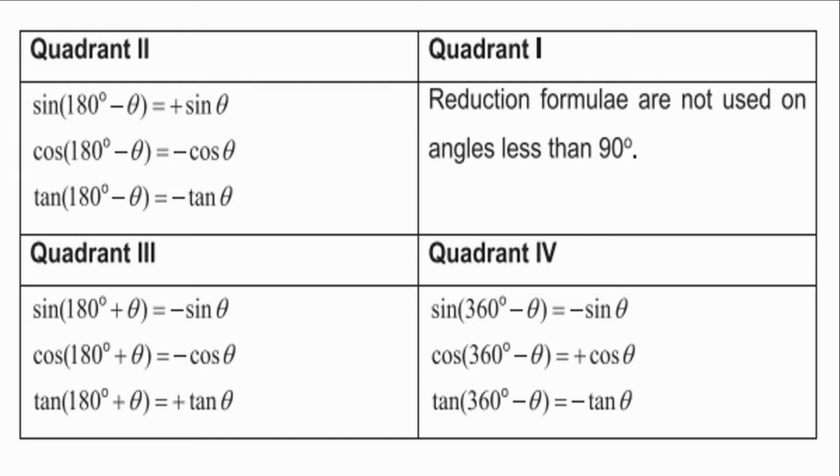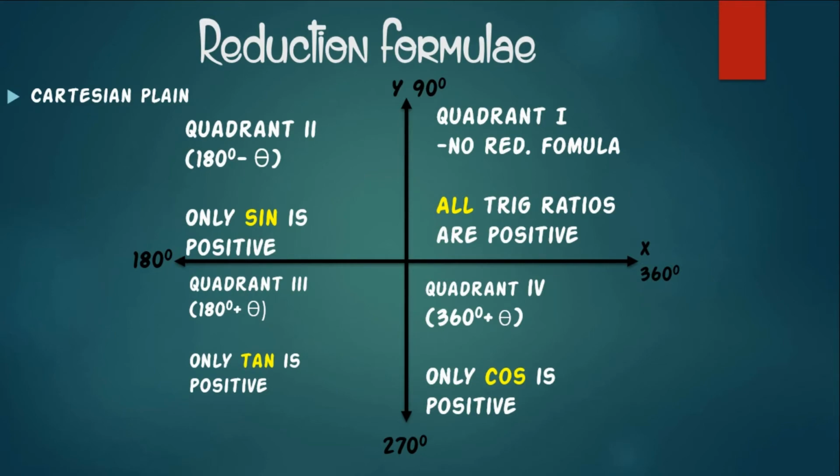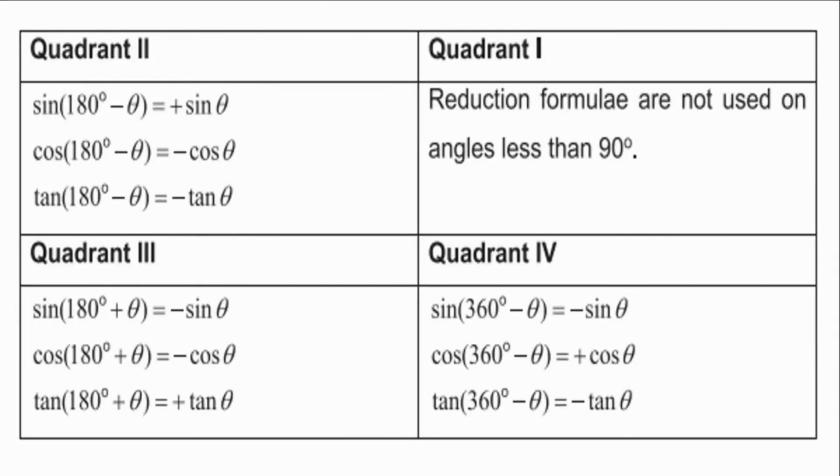So under quadrant 1, as I've mentioned, there is no reduction formula used on angles less than 90 degrees. So sin(180 minus theta) is equal to plus sin theta, because we said on quadrant number 2, only sine is positive. So you can see if it is cos(180 minus theta), cos is negative and tan is negative. So please take this table into consideration. Know this table, because you are going to use these formulae to simplify your trigonometric expressions.